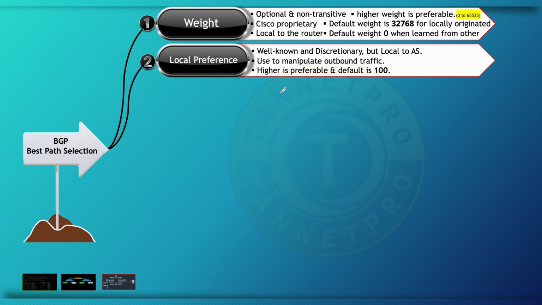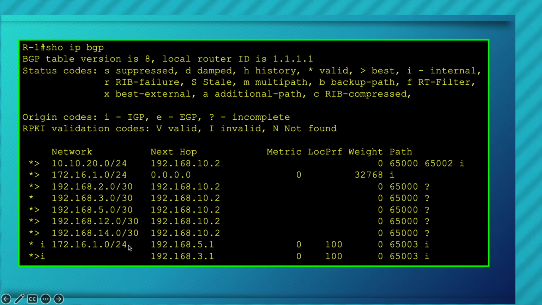And the higher is preferable. By default, it is 0, right? Hope you understand. By default it is 0, and higher is preferable. Or shall I take you to the table over here again?